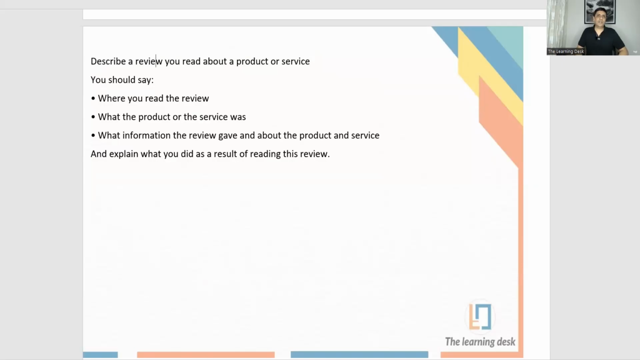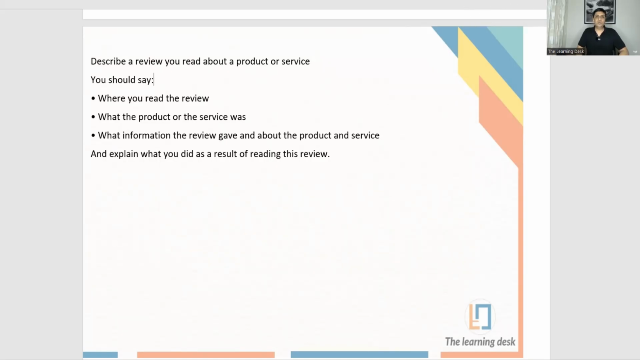Now, where can we find a review for a product or service? We can find a review on websites like Amazon, Flipkart, and such e-commerce websites. We find reviews on Google, on Google Maps, and a whole lot of other places where nowadays we first look at a review and then we buy the product or service. So that is what this topic is talking about.